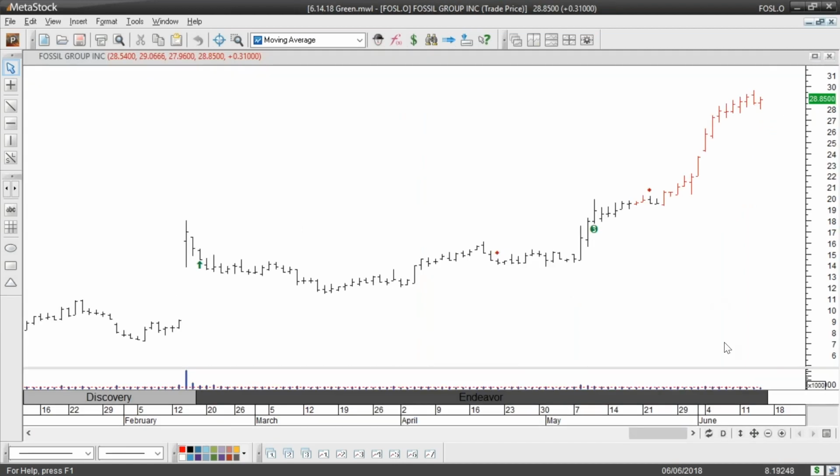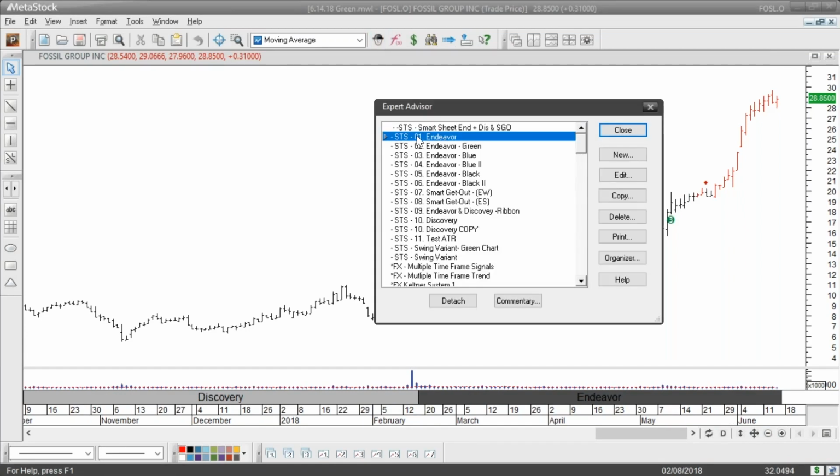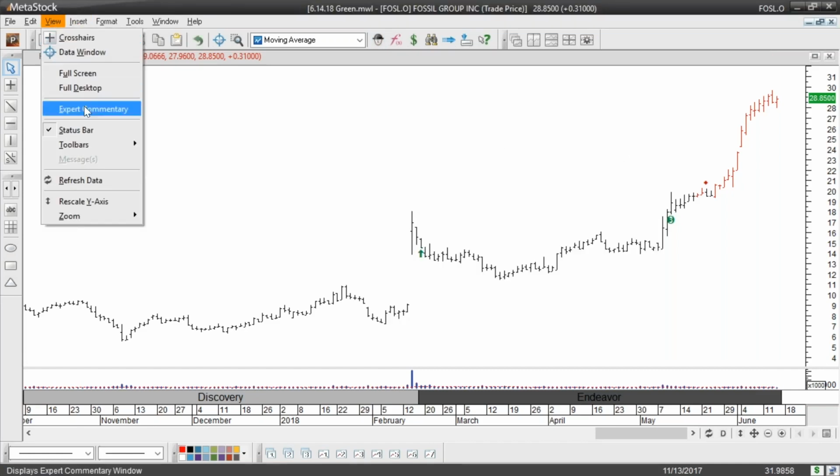Let's blow this up. What we want to do is check our commentary and find our trigger point. To do that, since we want to focus on green, I'm going to come back up to our expert advisor. We selected Endeavor, but this time we're going to do Endeavor Green because that's the information that we're looking for. I'm going to hit Attach and Close. Then I'm going to come up here, View Expert Commentary.